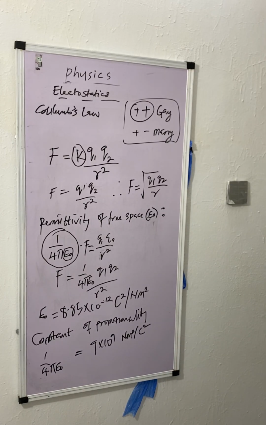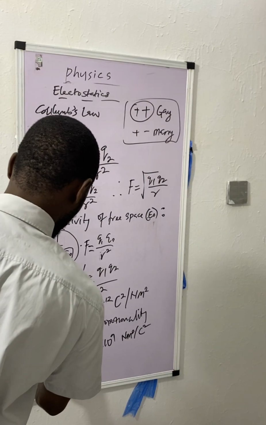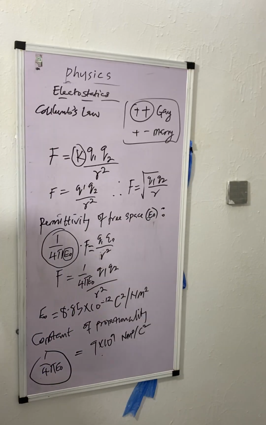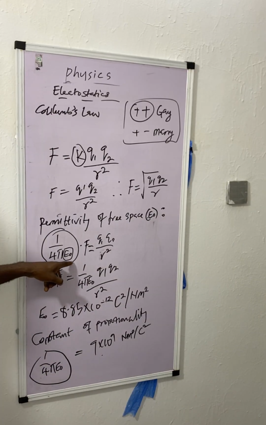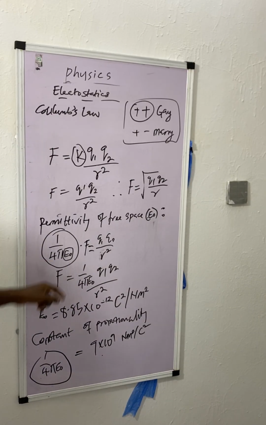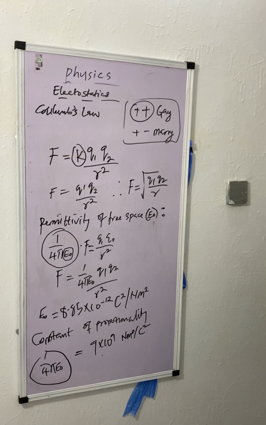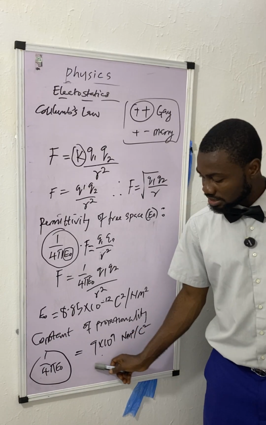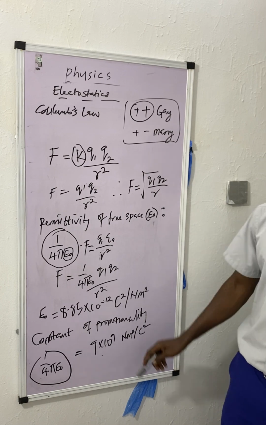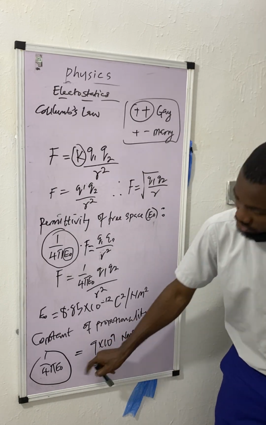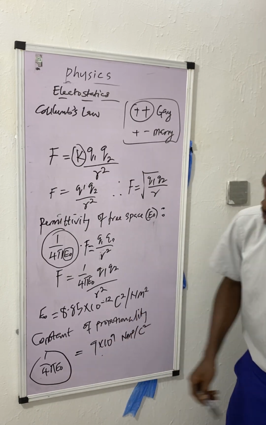Now, if you are using the whole of this to solve, you are going to use the constant of proportionality. But if you are given the permittivity of free space, you are going to use only the permittivity of free space. Everything together is called the constant of proportionality, so it all depends on the nature of the question. If the question gives you the constant of proportionality, you use it. But if you are given only the permittivity of free space, you leave out this constant of proportionality and include your permittivity where you have this E naught.